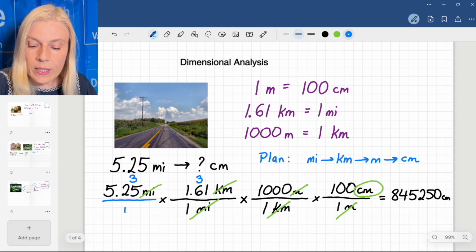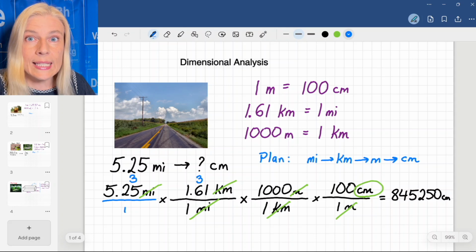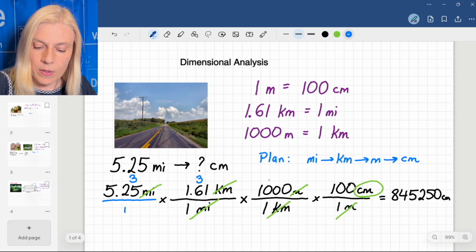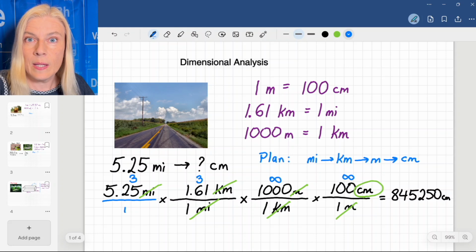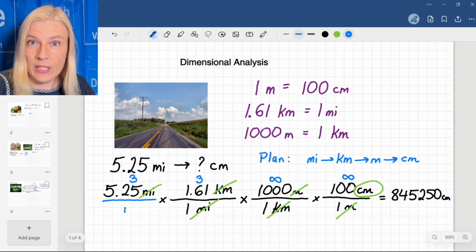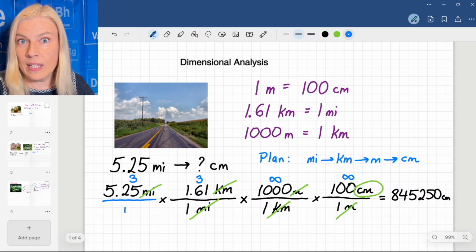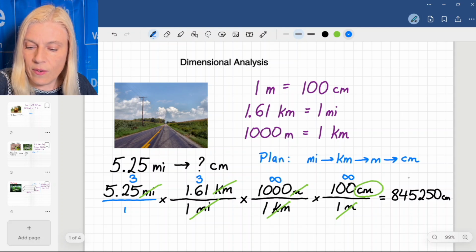This one, 1,000 meters in a kilometer, is exactly 1,000 meters in a kilometer. Remember, that means it has an infinite number of sig figs. And the same here. There is exactly 100 centimeters in a meter, so it's infinite. So remember our rule for multiplication and division? Our answer has to have the least amount of sig figs. So 3 sig figs and 3 sig figs, infinite, infinite. The answer needs to have 3 sig figs.